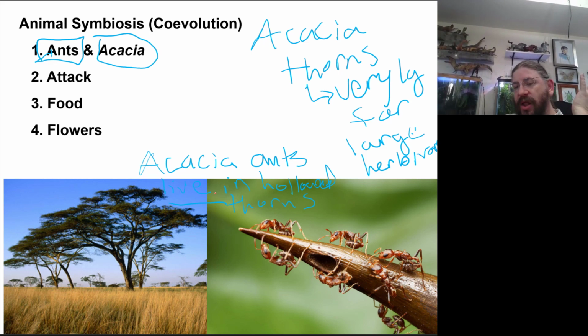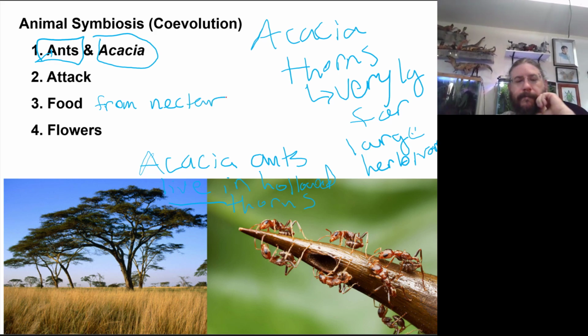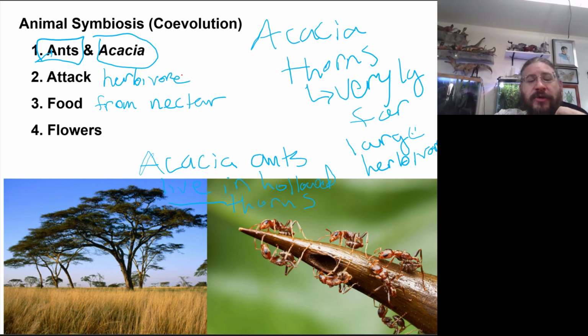Acacia is a family of trees, and there are acacia ants all over, each co-evolved with their various acacia trees. So they get food from the nectar, right? And they attack herbivores, insects, birds, and even mammals.